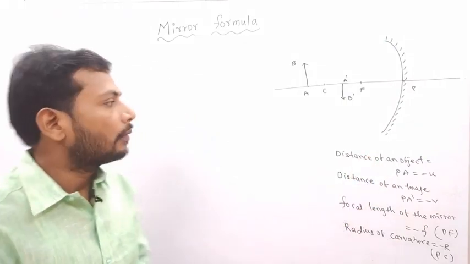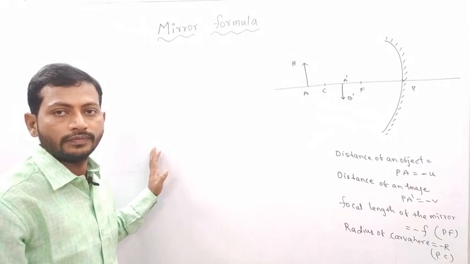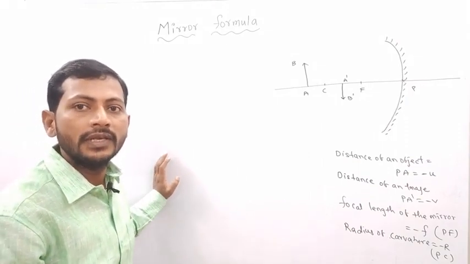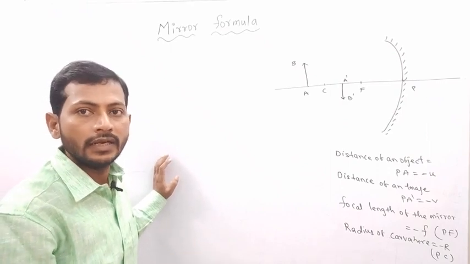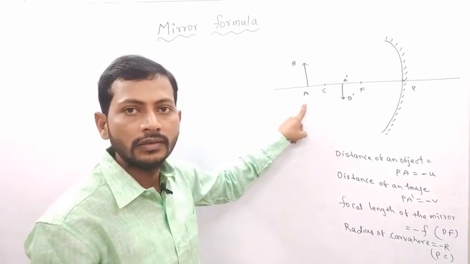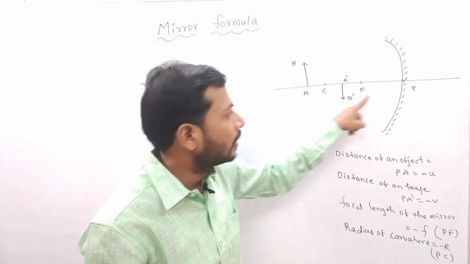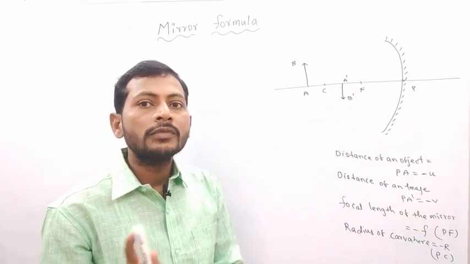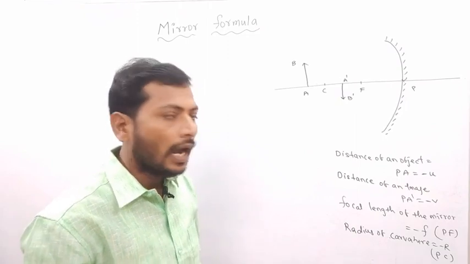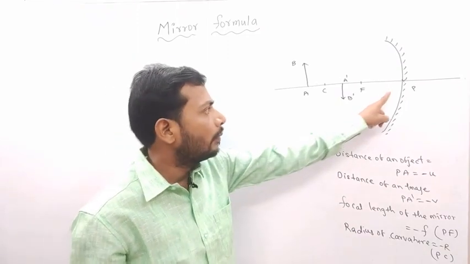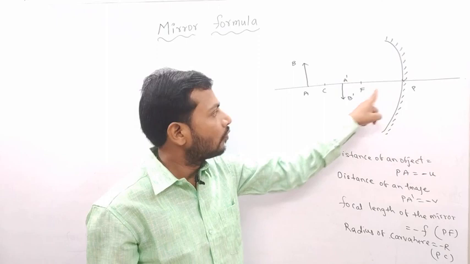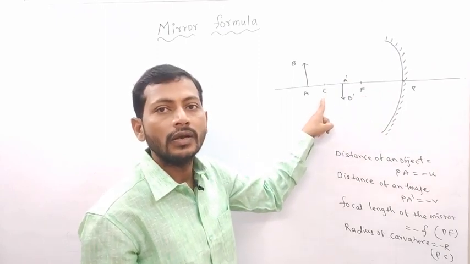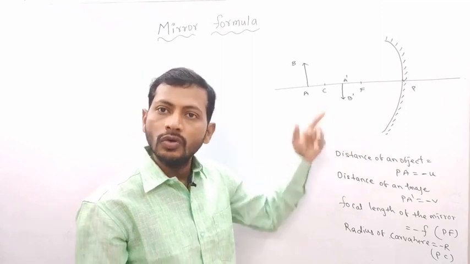Now, I told you what the mirror formula means: it gives the relation among object, image and mirror. If you observe clearly, the terms belonging to the mirror are the pole, the focus and the center of curvature. How, sir? You know very well.